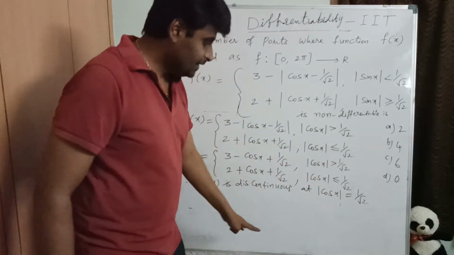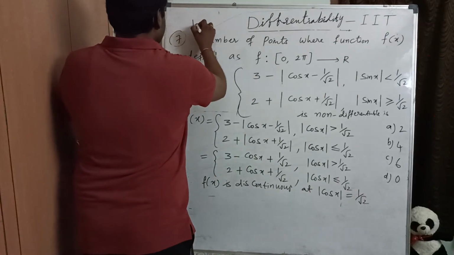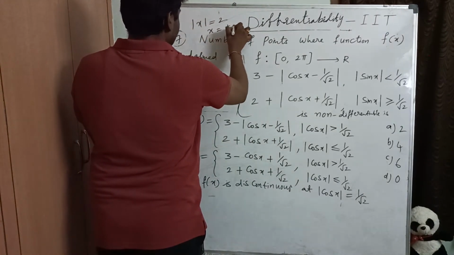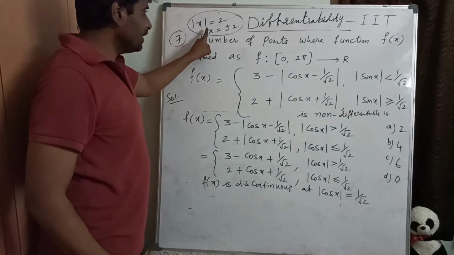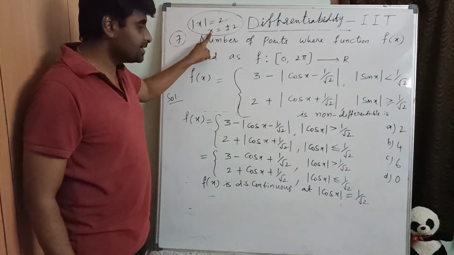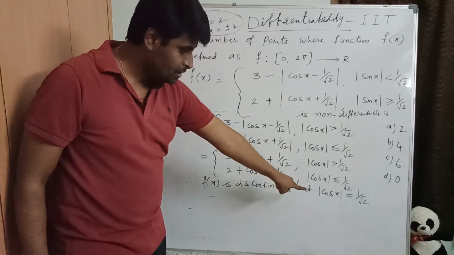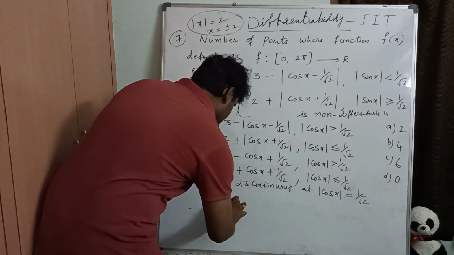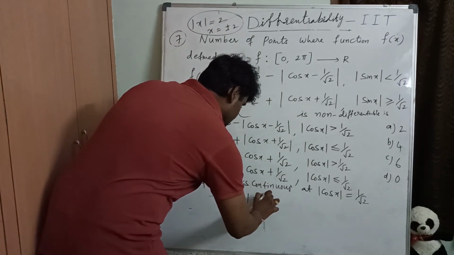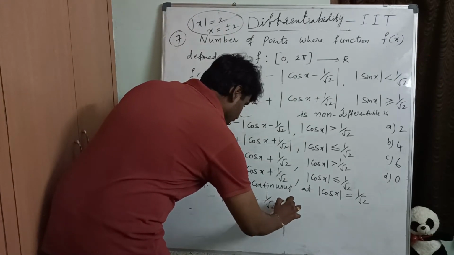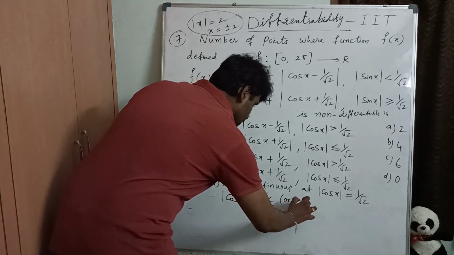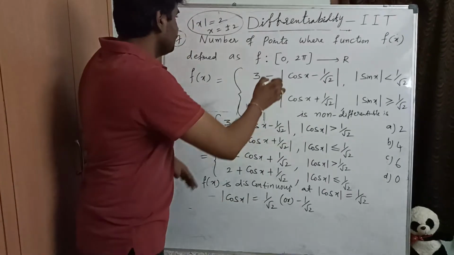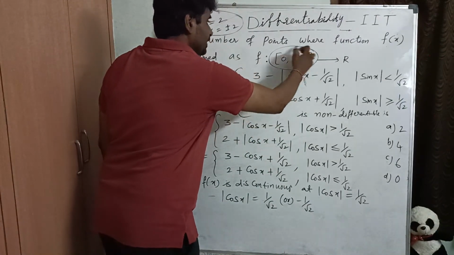Now you tell me, for example, modulus of x equal to 2, what does it mean? x equals plus or minus 2, correct or not? Whenever modulus of x equals 2, x equals plus 2 or minus 2. Here also modulus of cos x equals 1 by root 2. That means cos x equals plus 1 by root 2 or minus 1 by root 2, correct or not? So we are going to write all possible angles within one rotation.